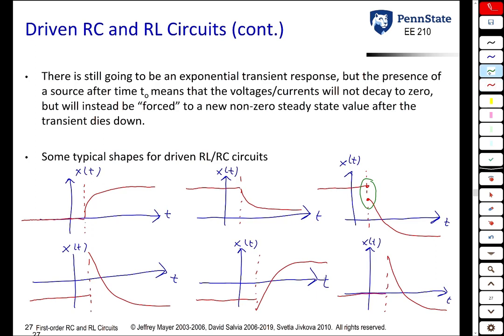And as I said before, notice in some cases there could be a sudden discontinuity, a sudden jump in the variable x of t at time t0. And in other cases, there may not be, and that really depends upon what the variable x of t is, as we will see in some of our examples. In all the cases, though, we're still going to have this exponential shape, sometimes going up, sometimes going down.